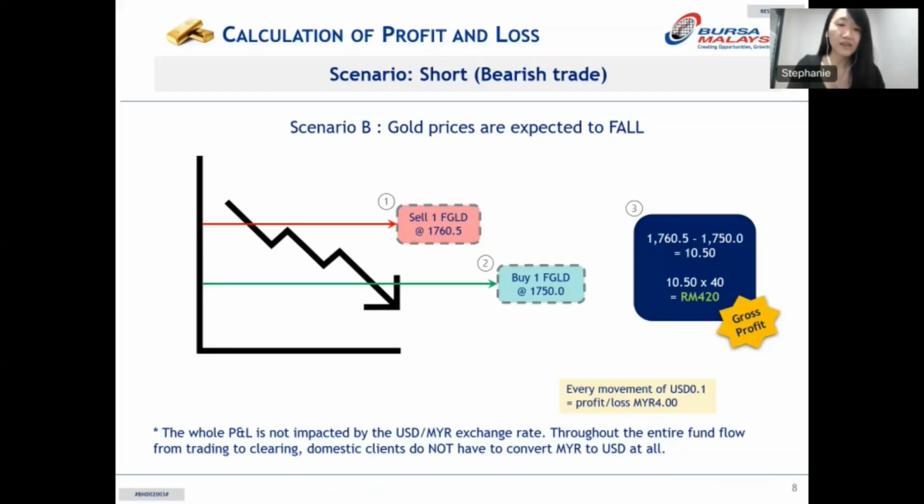So the whole P&L is not impacted by the USD MYR exchange rate. Throughout the entire fund flow from trading to clearing, domestic clients do not have to convert their ringgit to USD at all.